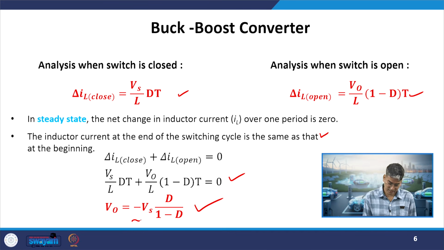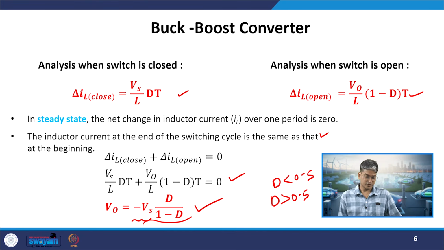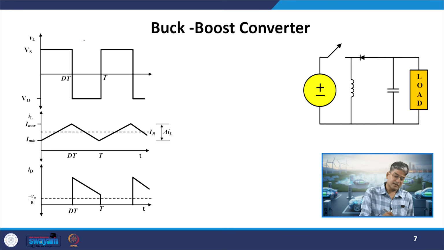The negative sign indicates that the output voltage will have a reversal in polarity, that is plus will be at the bottom side, and the duty ratio dependence is D by (1 minus D). We have seen the outcome of this relation. Whenever my duty ratio is less than 0.5, it behaves in the buck mode. When my duty ratio is above 0.5 and limited to 1, that is 0.5 to 1, it will behave in the boost mode.